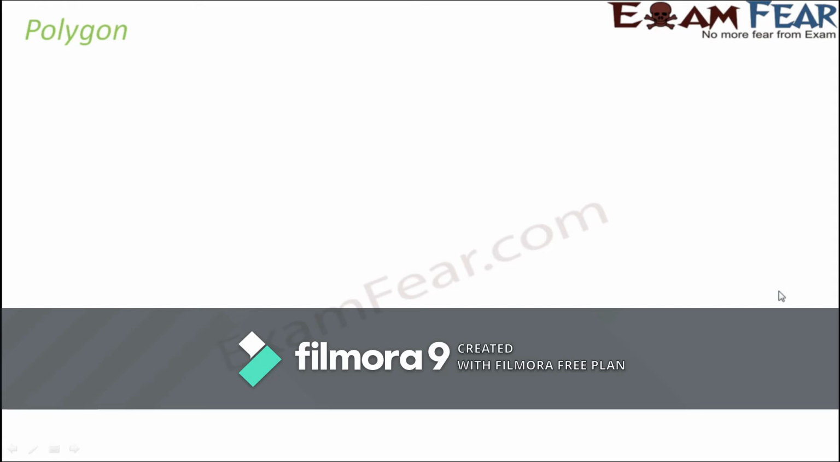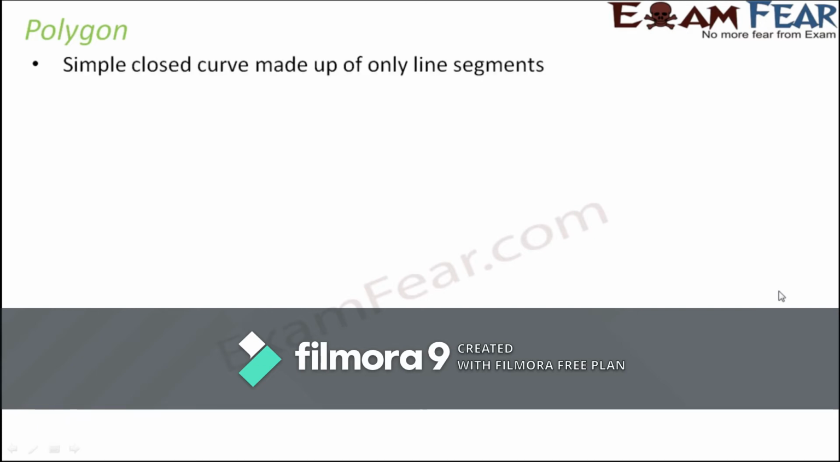So the word poly means many. So it is basically a shape with many sides. So it is a simple closed curve made up of only line segments. Now this again is important. So it is a simple closed curve. So it can never be an open curve. At the same time, it should never be a non-simple curve. And another criteria is that it has to be made up of only line segments, only lines.